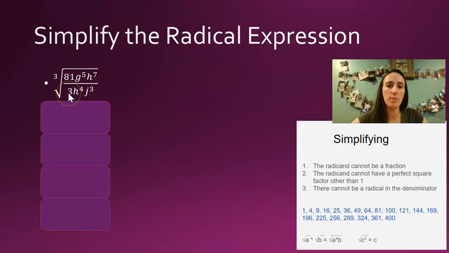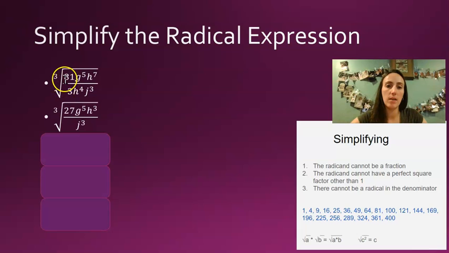81 over 3, both of those have factors of 3 we want to cancel out. But then we also have h to the 7th and h to the 4th. Both of these have a factor of h to the 4th that are going to get canceled. So that's going to turn our problem now into the cubed root of 27 g to the 5th h cubed over now just j cubed.